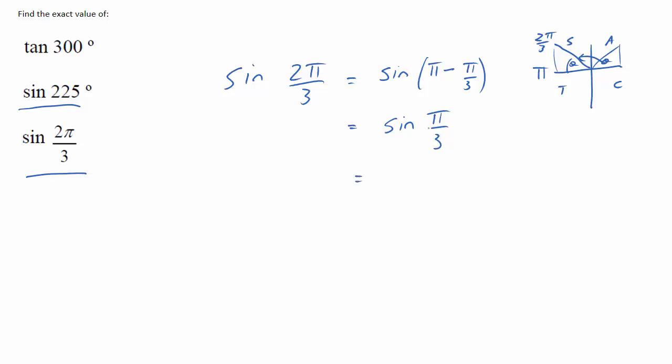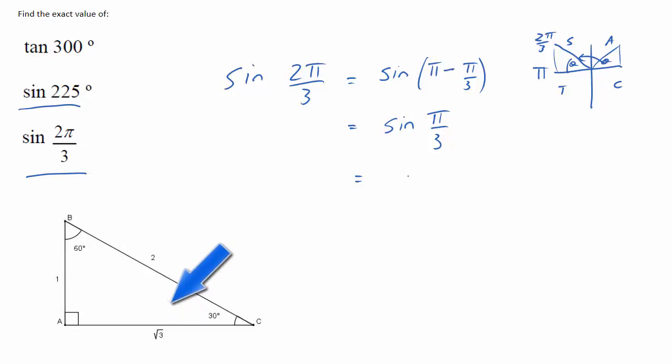Now pi on 3 is 180 divided by 3. So that's 60. So we're after our special triangle of 60. Sine is opposite over hypotenuse. So in this case, the opposite is root 3 over 2. Okay, again, second quadrant, sine's positive, so it's going to be positive.